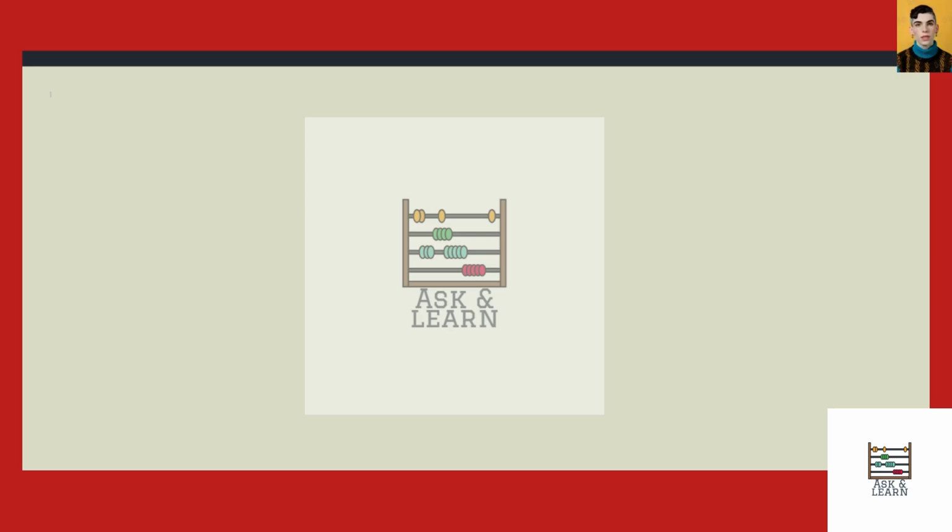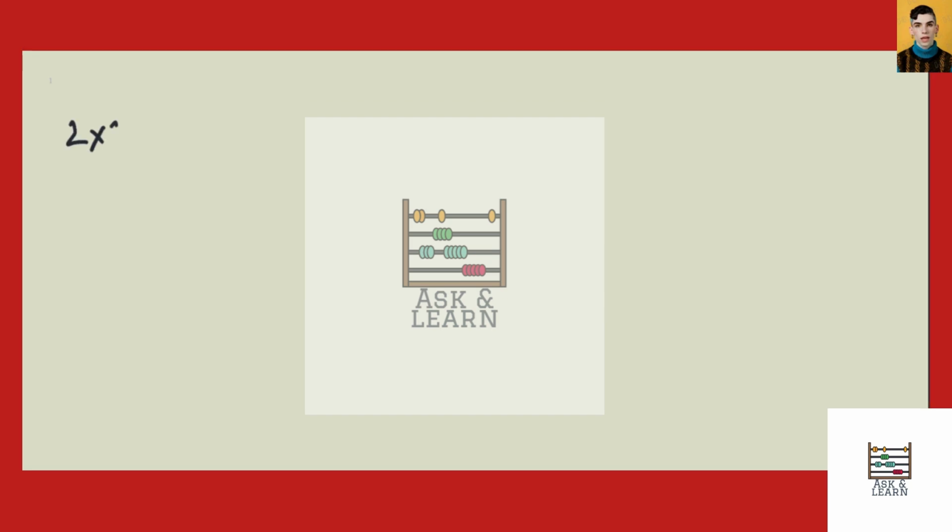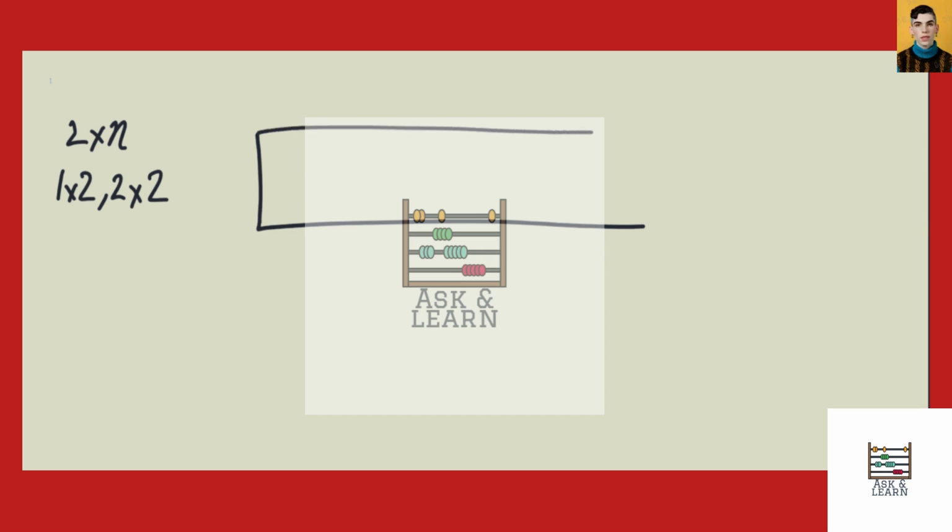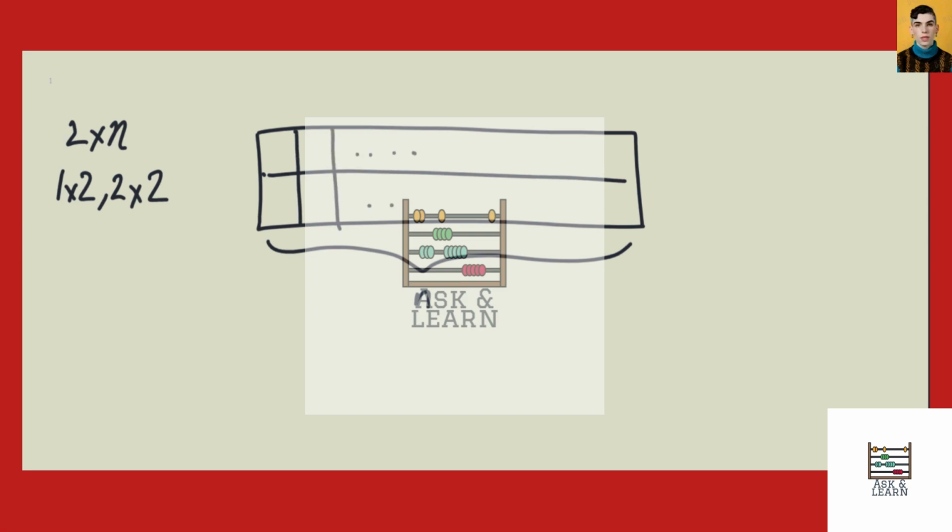All right, so here we're interested in determining how many ways a 2 by n checkerboard can be tiled using 1 by 2 or 2 by 2 pieces. So if we have a checkerboard that is n squares long, then we have a few different options.